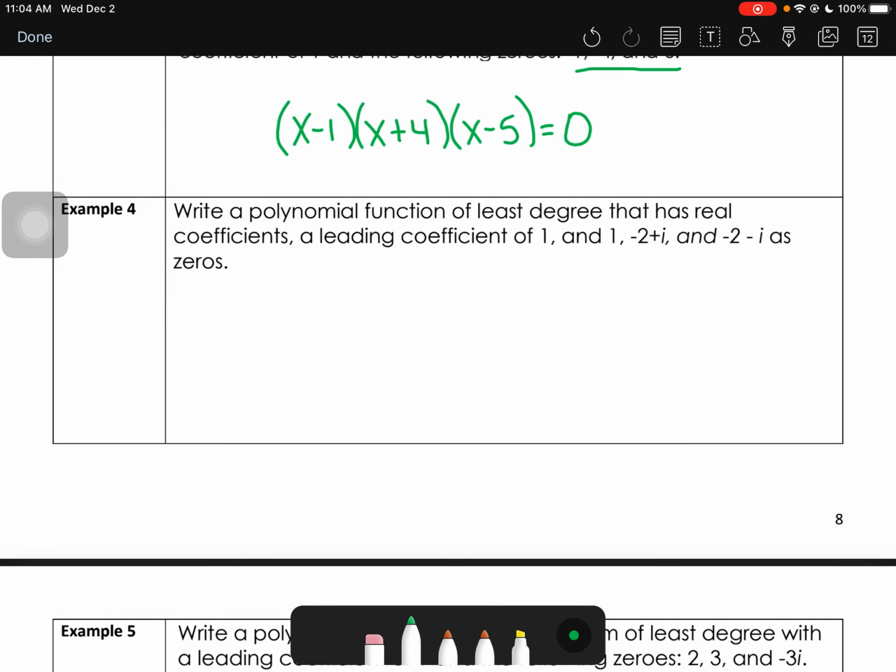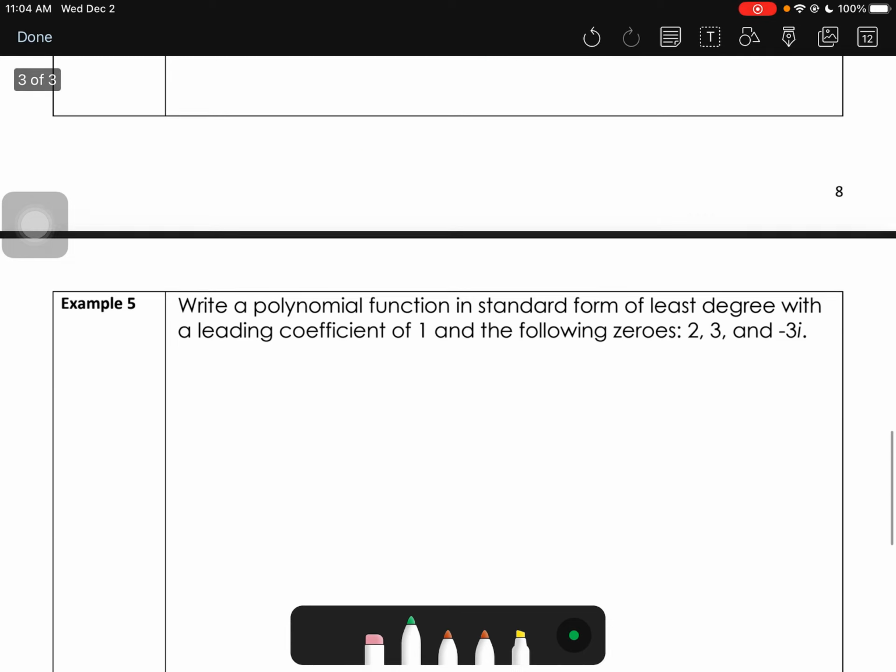Okay, next example. Leading coefficient of 1, and 1 is one of my roots, so that's going to be x minus 1 as one of my factors. Then remember we have to do the opposite of both of these, so it would be x plus 2 minus i, and x plus 2 plus i is equal to 0, or it could be equal to y or equal to f of x.